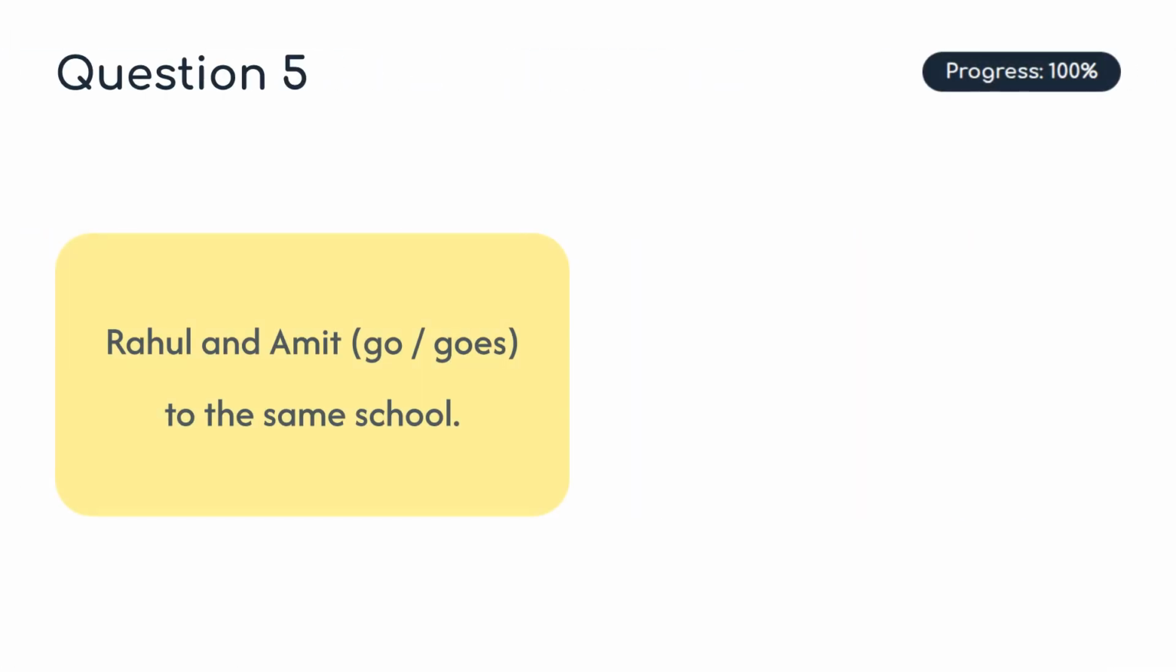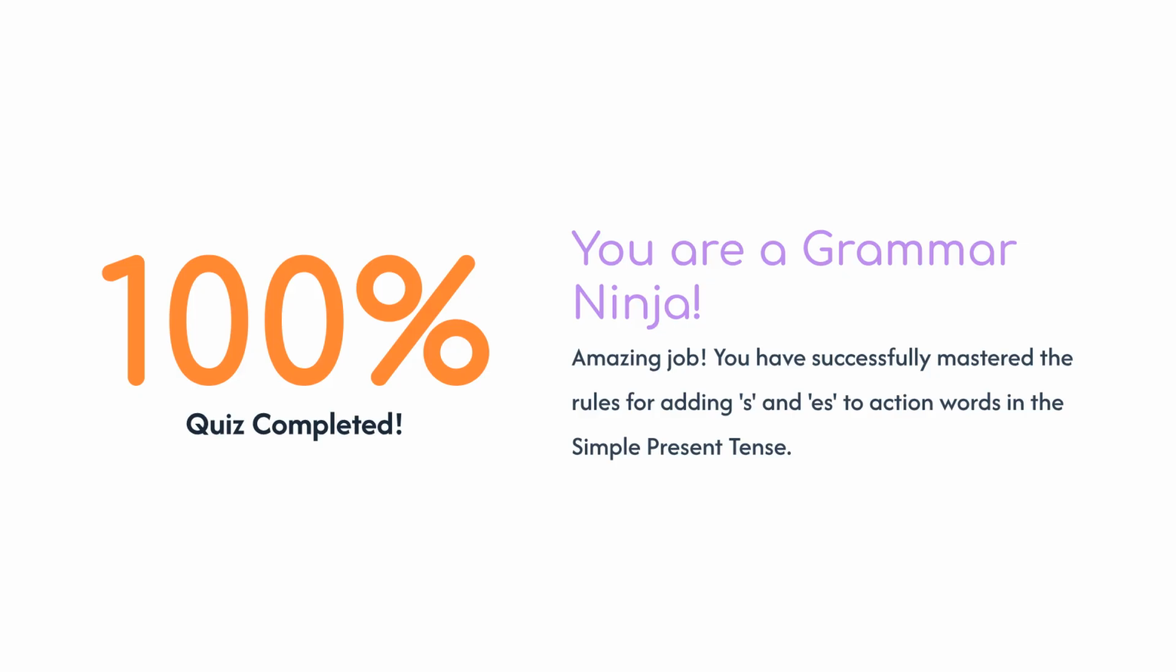Question 5. Rahul and Amit go or goes? Since they count as they, we don't add an S, so the answer is go. Congratulations, you have completed the quiz with a perfect score. You are officially a grammar ninja.